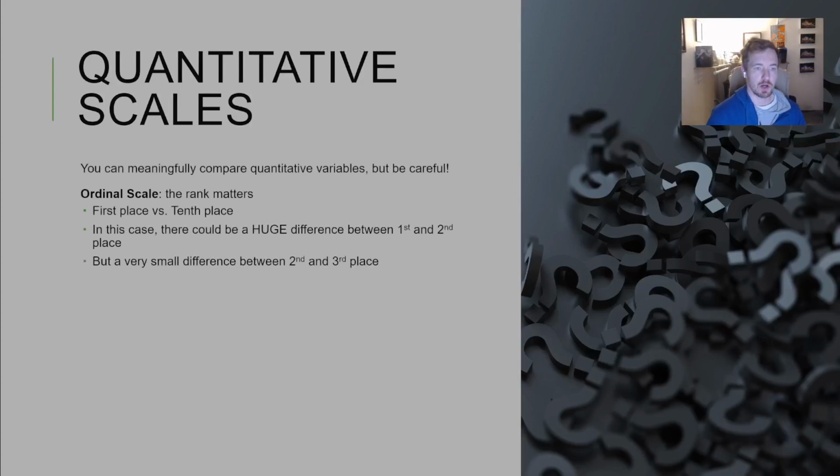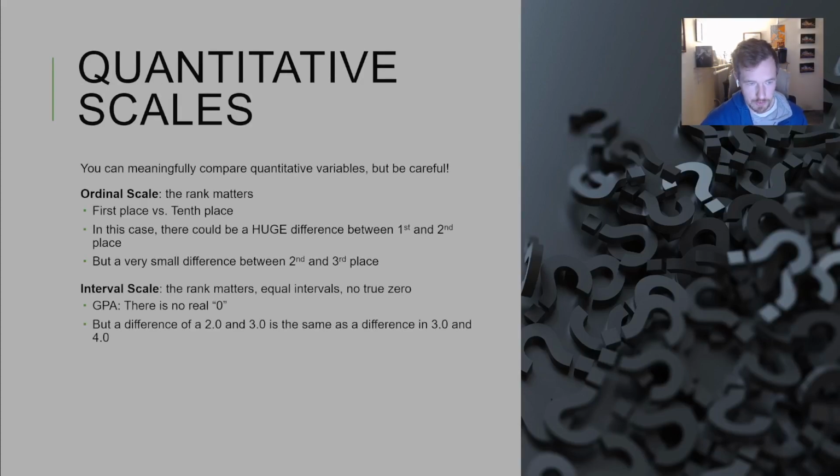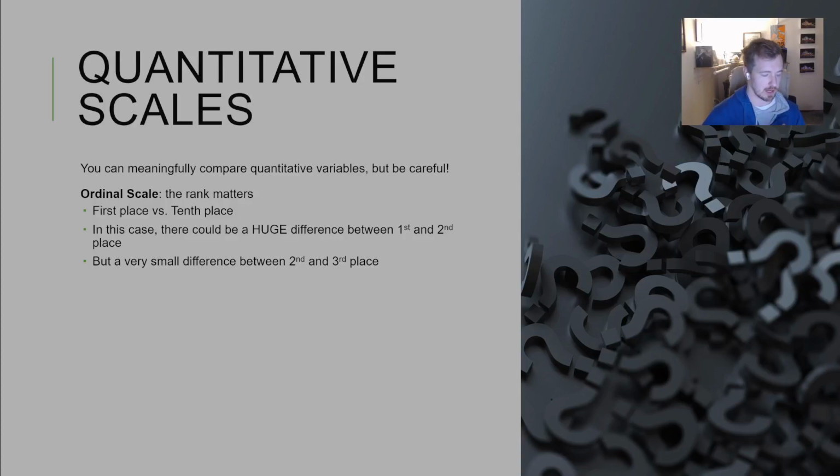All right, so the next that we're going to talk about is the ordinal scale. The ordinal scale simply means that we can assign numbers to these things, but the rank matters. So it's not just completely arbitrary, it's not just categories where we can't compare them. We can compare them, but the rank matters. So, first place versus second place versus third place versus 10th place, we know the order of things there.